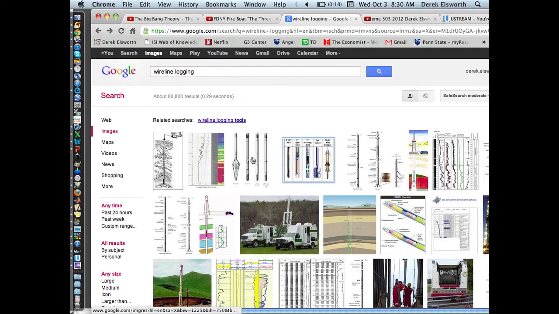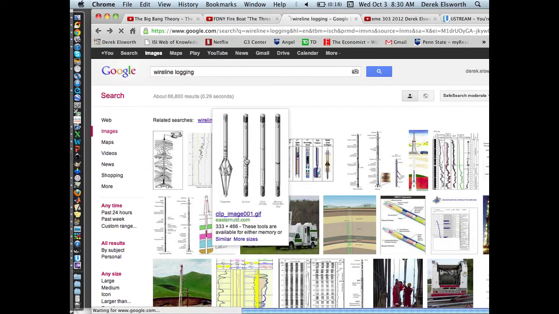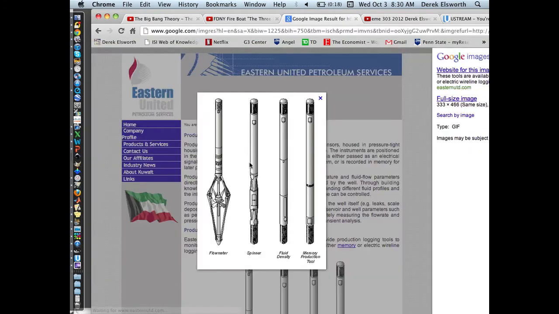And pictures of these sondes are exactly this. So they would have some measuring device that's in here. They might have some calipers to keep it pressed against the hole or central in the hole. And it would measure things like temperature with depth.